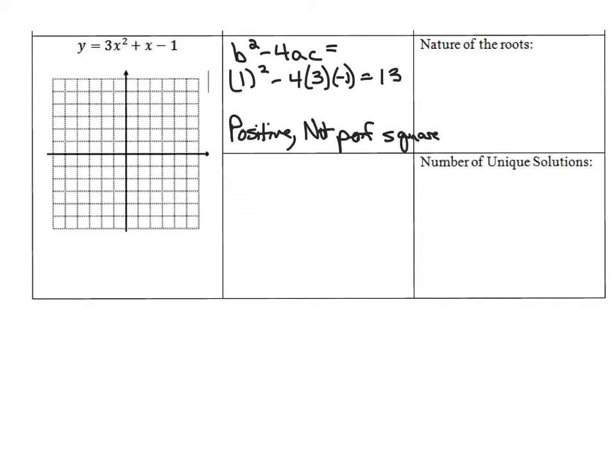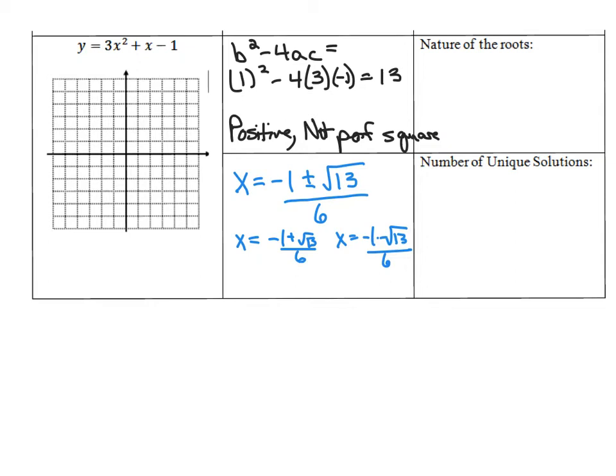So let's go ahead and solve for the roots using the quadratic formula. X is equal to the negative of b, so negative 1, plus or minus the square root of b squared minus 4ac, well that's just the discriminant, all over 2 times a, so that's all over 6. So I again get two solutions. My first solution, negative 1 plus radical 13 over 6. And my second solution, negative 1 minus radical 13 over 6.